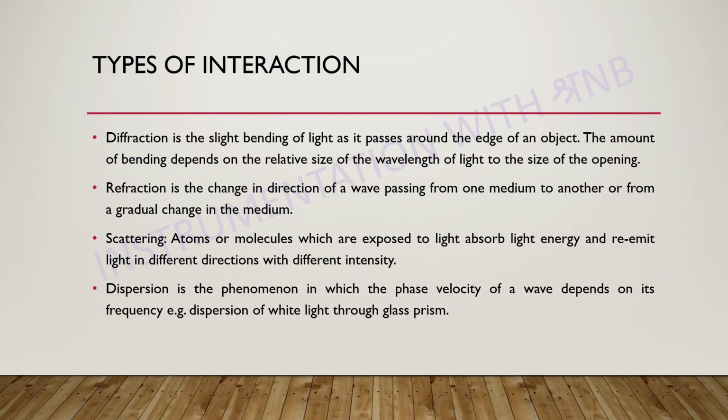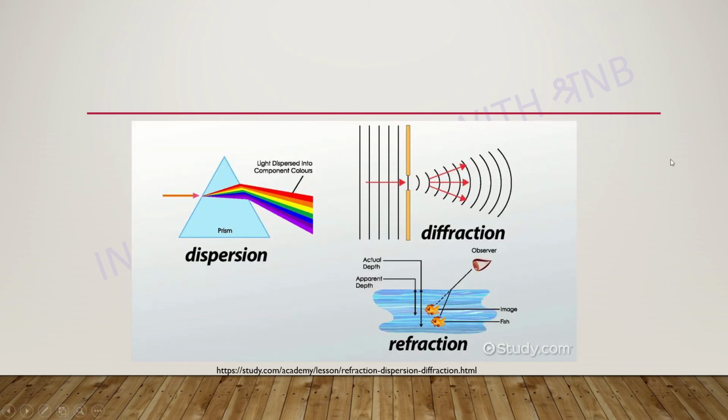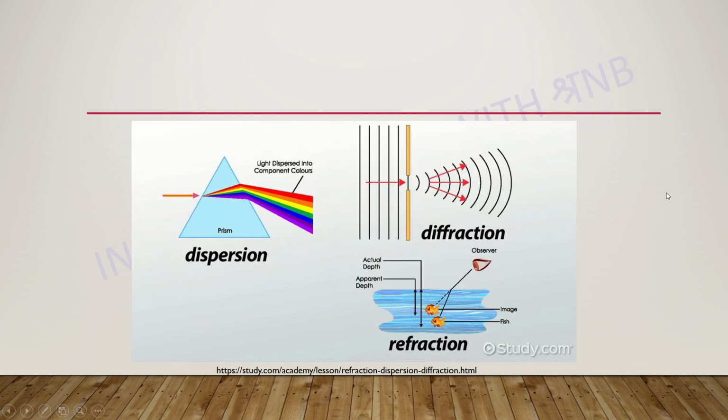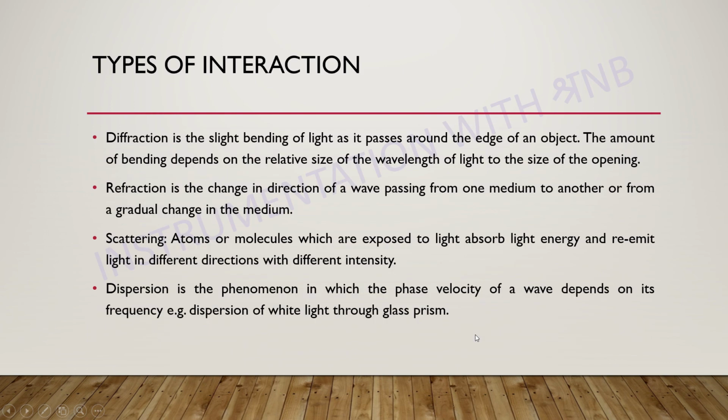So diffraction is the slight bending of light as it passes around the edge of an object. The amount of bending depends on the relative size of the wavelength of light to the size of the opening, as you can see here. Refraction is the change in direction of a wave passing from one medium to another, or from a gradual change in the medium. In this diagram, refraction is shown.